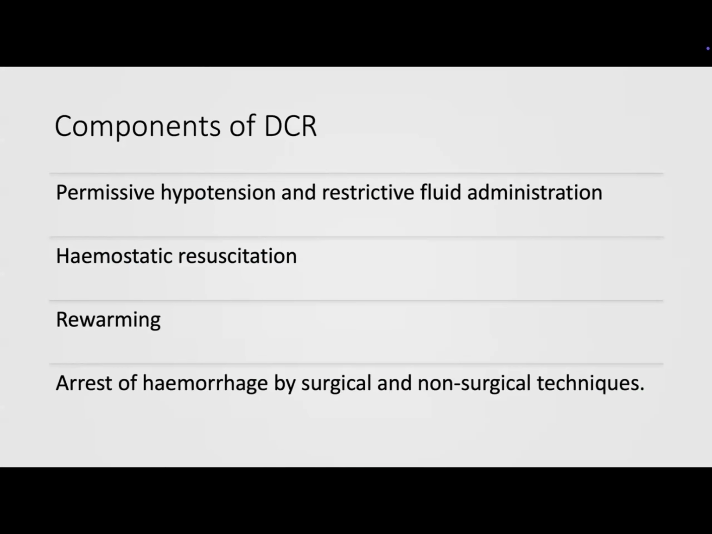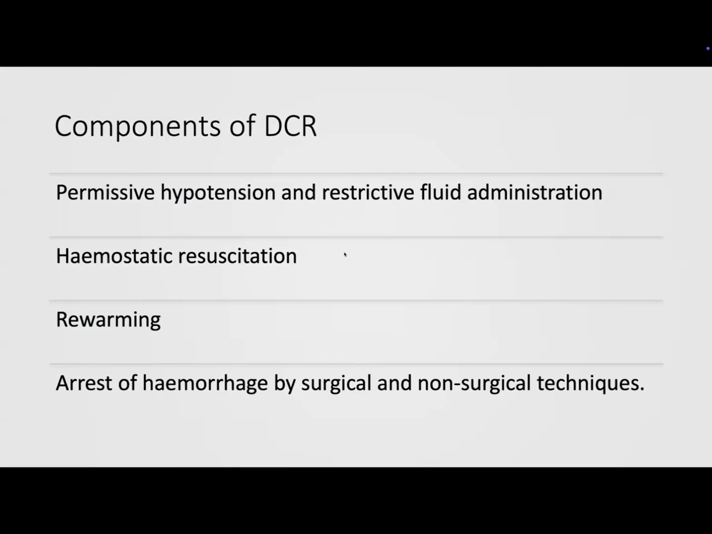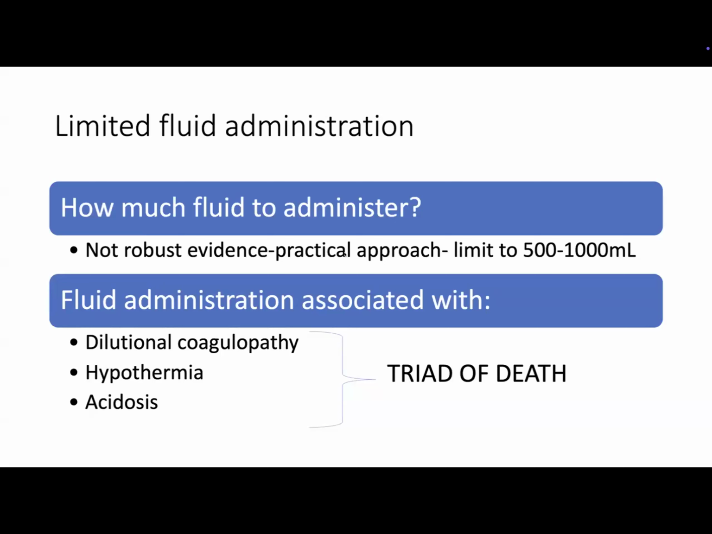So let us dive into the components of DCR. There are 4 components majorly, and let us understand what each component tells us. The 4 components are permissive hypotension and restrictive fluid administration, hemostatic resuscitation, rewarming or maintaining the temperature, and arrest of hemorrhage by surgical and non-surgical techniques.